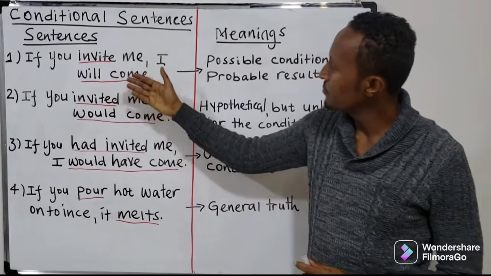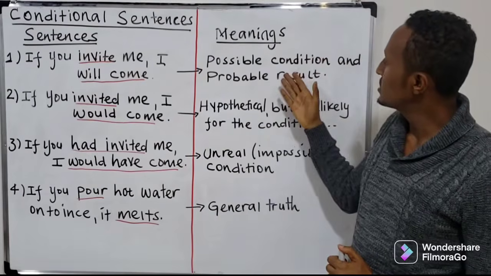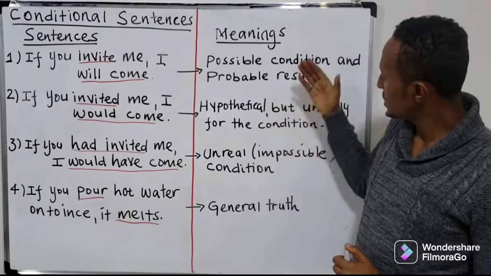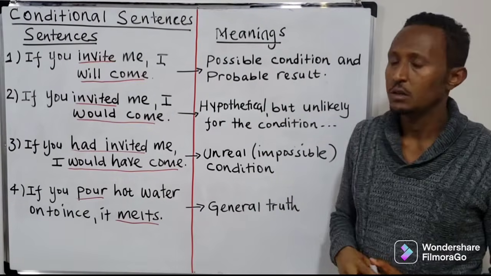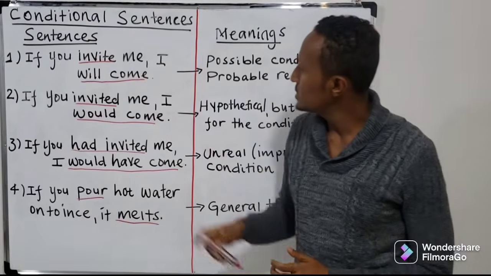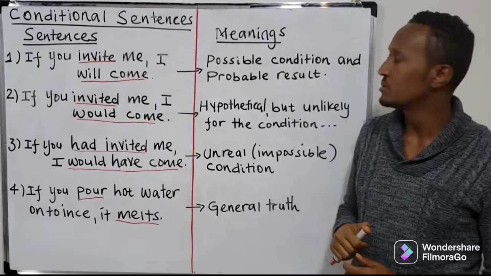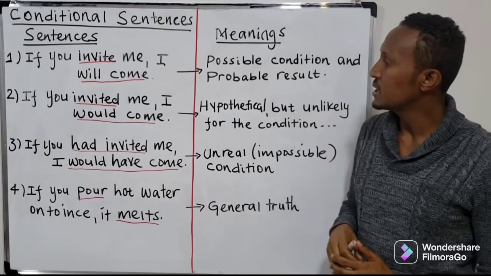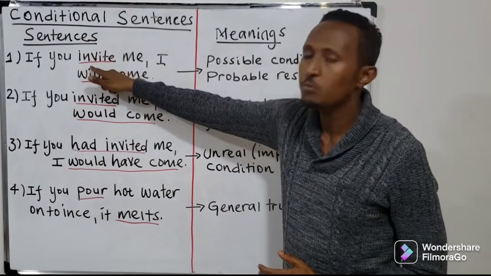Like the differences they have in terms of tense, we have also differences in terms of meanings. Look at those meanings I have listed down here. Look, in the first case, there is a possibility for the condition to happen and there is a probability for the result to occur, because this is in the simple present form.